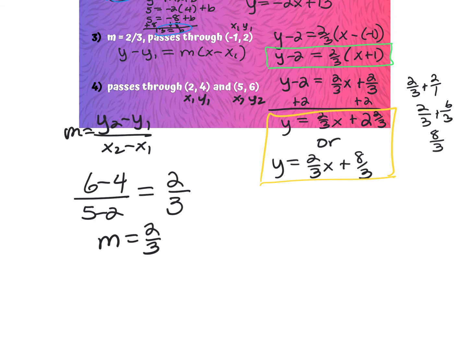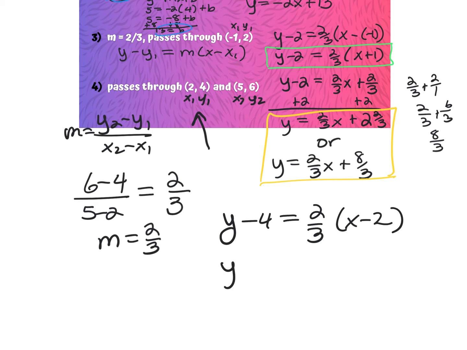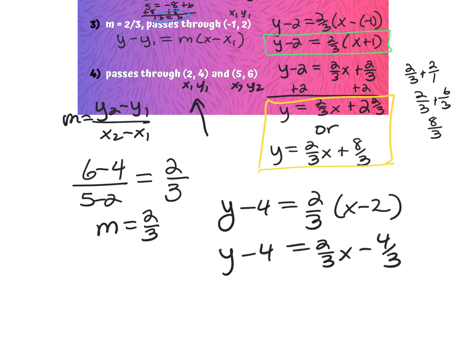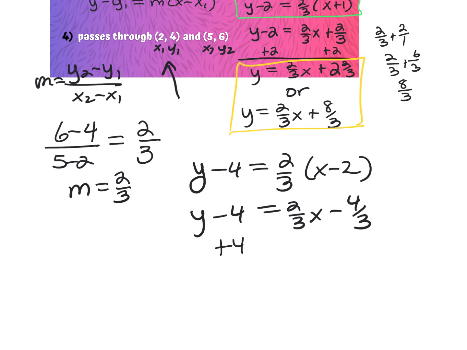So again, I'm going to plug in. I'm going to use this first order pair. It doesn't matter which one you use because we're going to be distributing and combining like terms, and my slope-intercept is going to be the same answer whether I use the 2, 4 as my order pair or the 5, 6. So y minus 4 equals 2/3 times x minus 2. I need to distribute the 2/3. I get 2/3 x, and then when I multiply that, I get negative 4/3. I now need to move the 4 over.